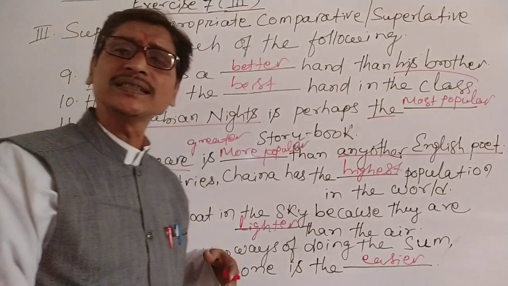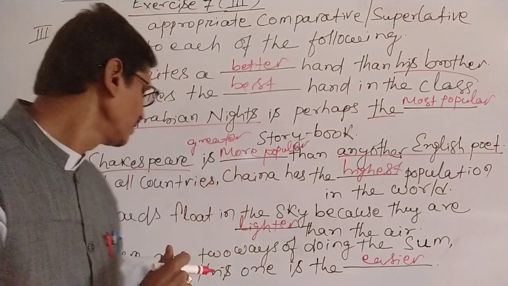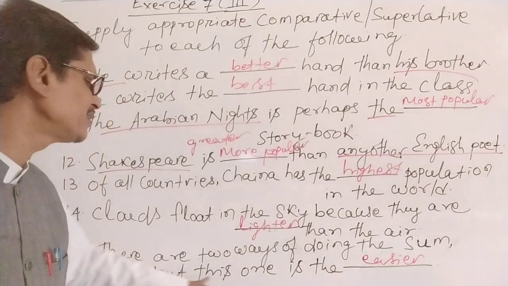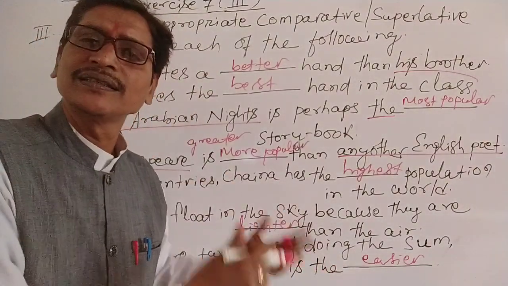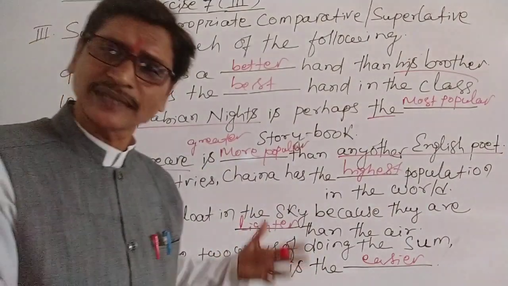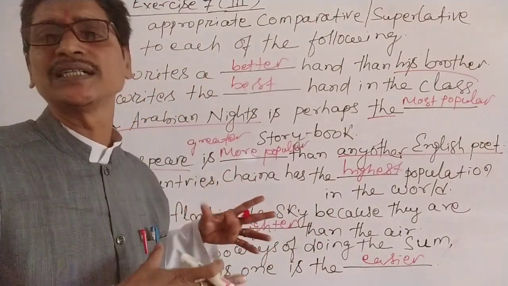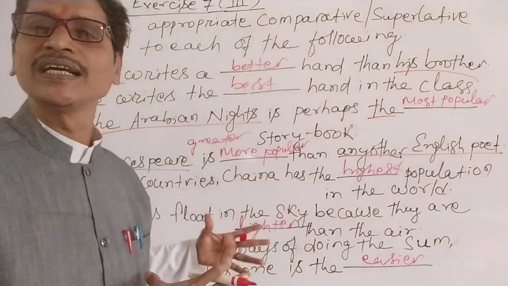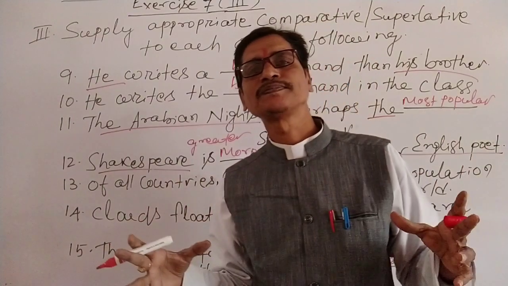Understand? Or we can say better. Suppose we take good as the adjective. So here there are two ways of doing the sum, but this one is the better. This one is the easier. This one is, what you can say, the simpler. Understand? So there are many ways we have to write an adjective with its comparative degree while we are comparing between two.